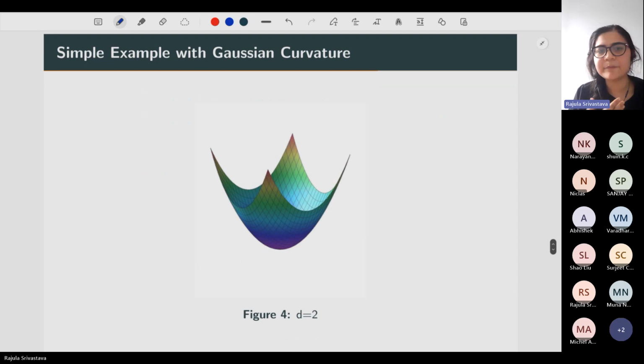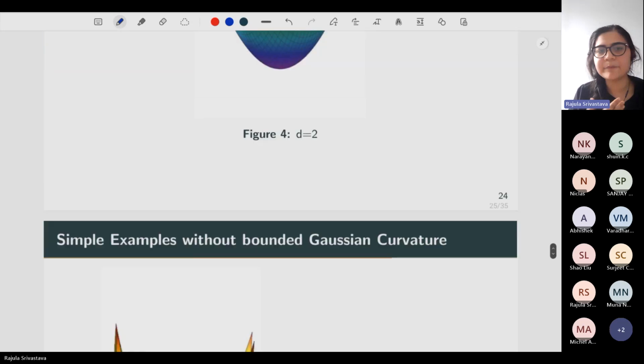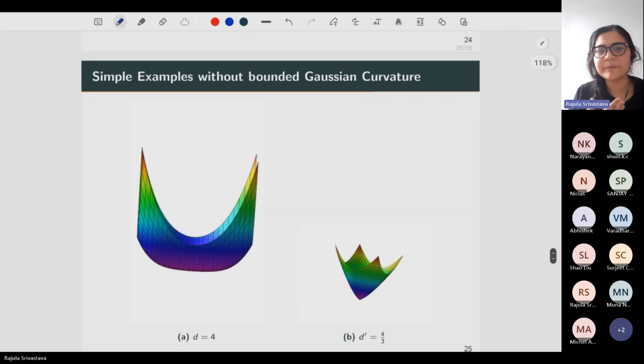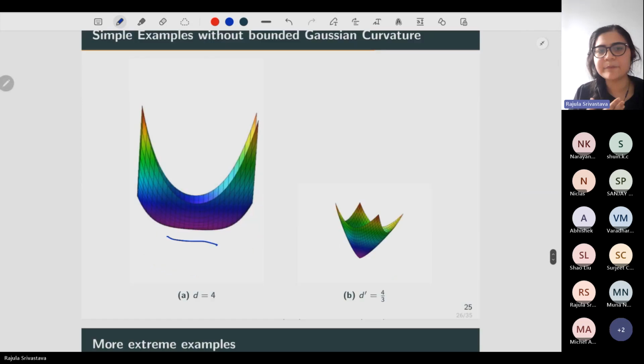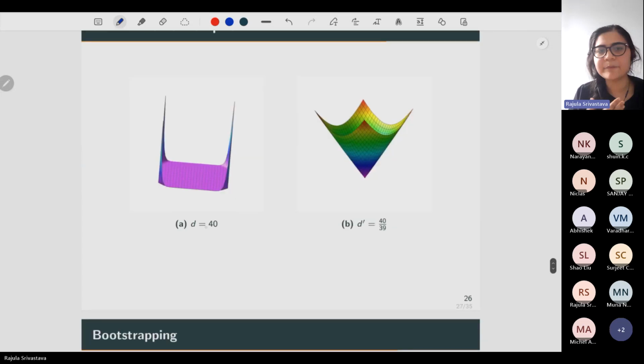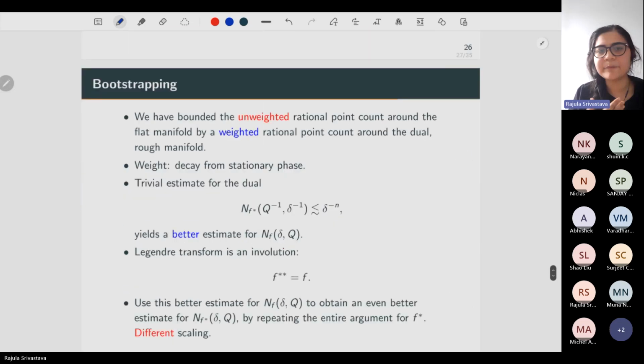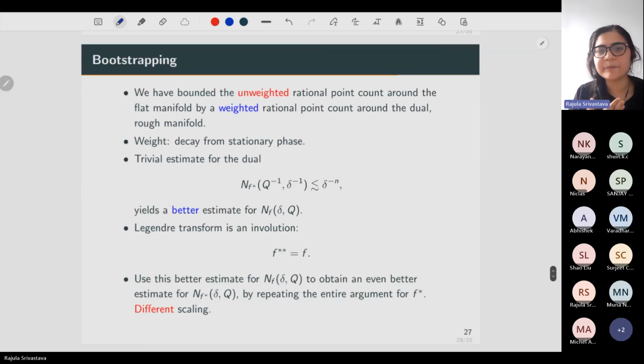So for example, if you look at a non-vanishing Gaussian curvature case, both your original surface and the dual surface will look this way. But if you start with degree d equals 4, so this is flat, its dual, you see, starts becoming rough at the origin. This is d prime is 4/3. And more extreme, if you started with a degree which is 40, so flat, you see it really starts looking very rough at the origin. So now you really need to analyze 2 different cases, which is totally not present, this geometry, in the non-vanishing Gaussian curvature case.